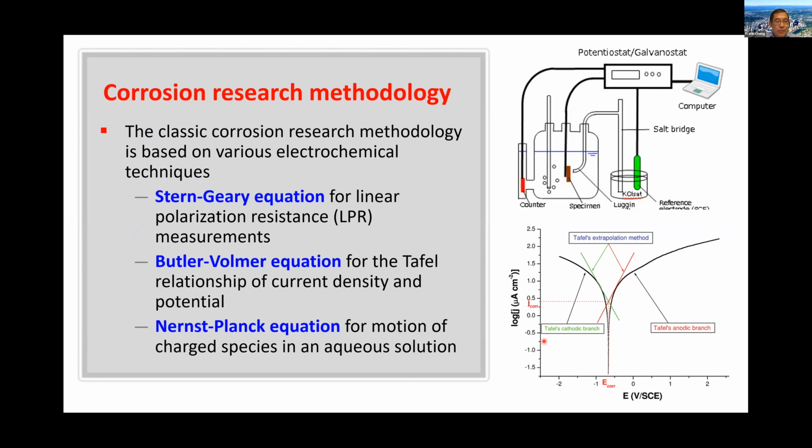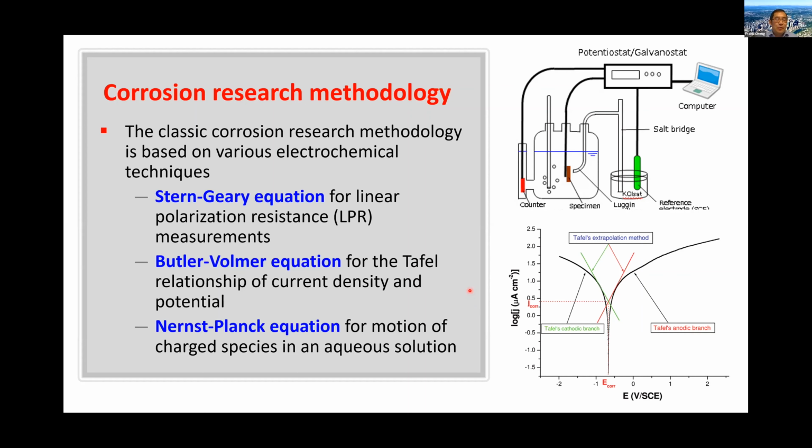For example, we use the Stern-Geary equation in electrochemistry to do the linear polarization resistance measurement to quickly determine corrosion rate. We can also use the Butler-Volmer equation to study the fundamentals and the mechanism of corrosion reactions. So there are a lot of different electrochemical techniques used in corrosion research.